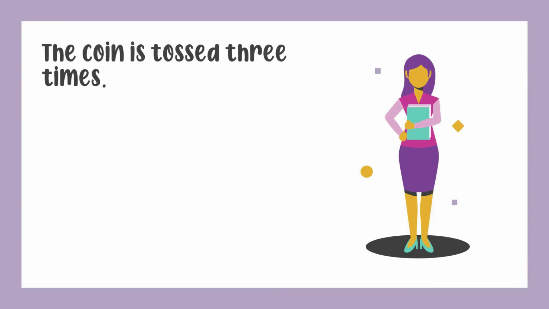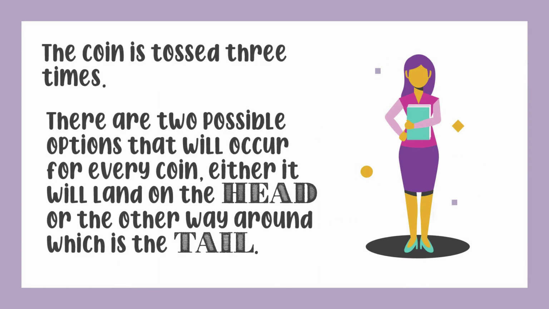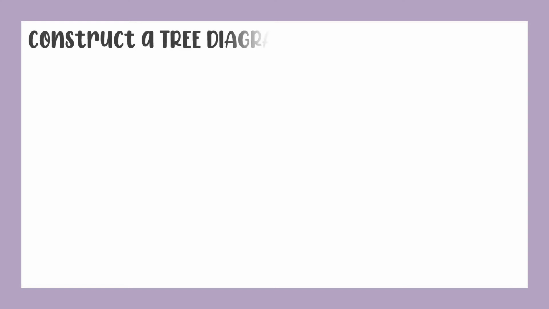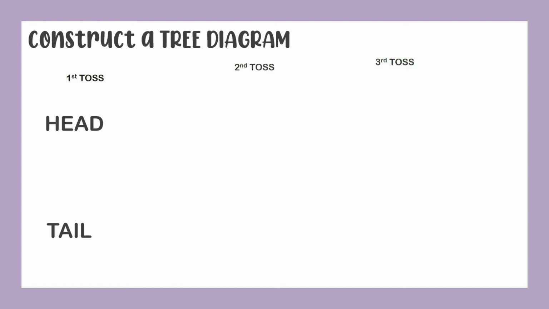Take note that the coin is tossed 3 times. So we will have the first toss, the second toss, and the third toss. And there are 2 possible options that will occur for every coin. Either it will land on the head, or the other way around, which is the tail. For an easier way of visualizing it, we will construct a tree diagram. So, we have it here, the first toss, the second toss, and the third toss. In the first toss, there are 2 possible outcomes. It could be that the coin will land on the head, or it could also be that the coin will land on the tail. Now, let us start with the head.